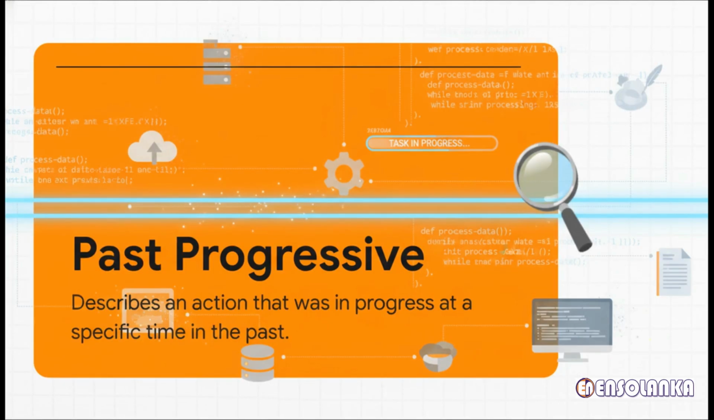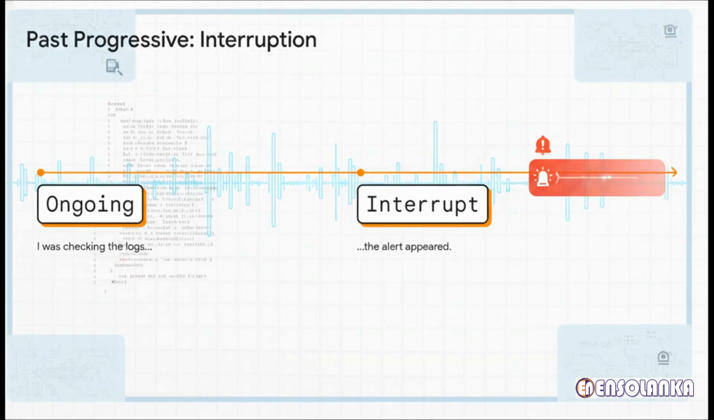What if it was an ongoing process that was happening in the past? Well, that's where the past progressive shines. Its main job is to set the scene, to describe a background action that was happening when something else occurred. This slide illustrates it perfectly. You have this long, ongoing action.